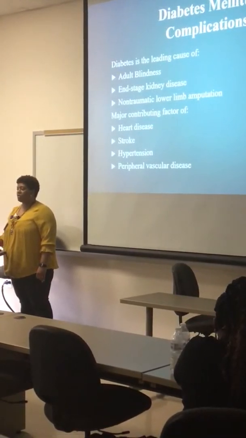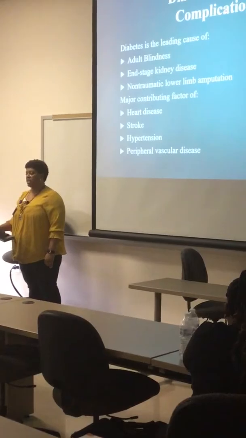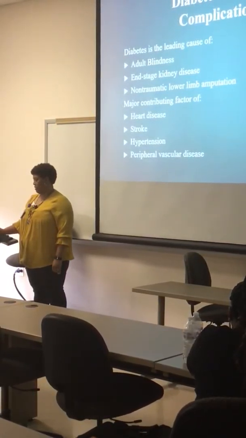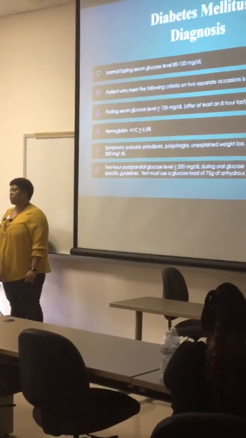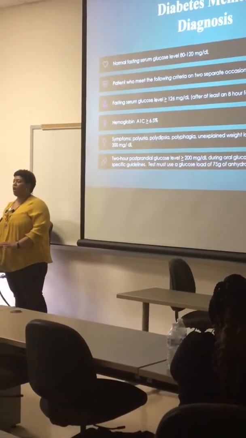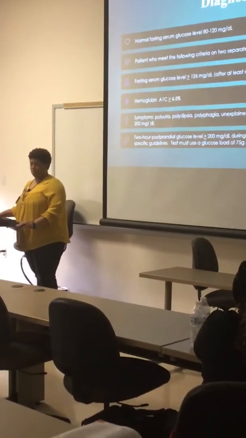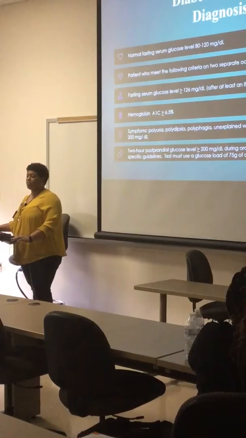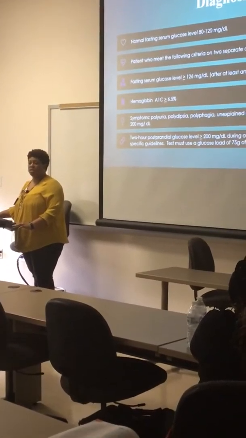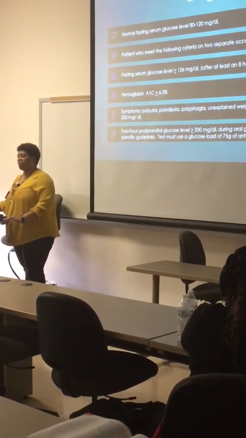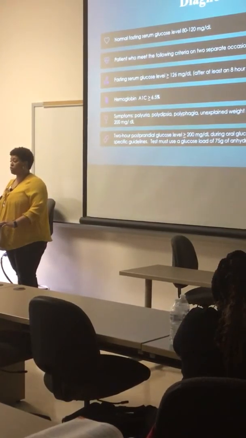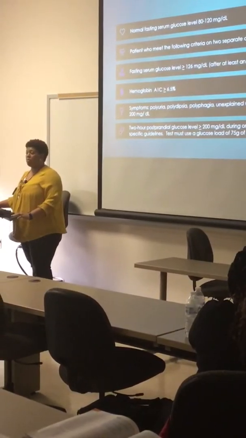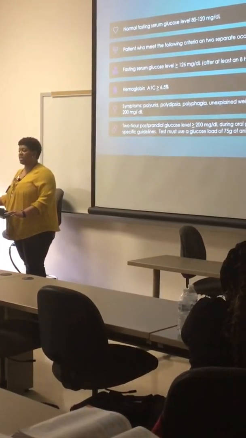Major contributing factors of diabetes are heart disease, strokes, hypertension, and peripheral vascular disease. For the diagnosis of diabetes, what is that normal fasting glucose? Good. Patients who meet certain criteria on 2 separate occasions are considered to have diabetes. Those that have a fasting glucose level of greater than 126 at least 8 hours after fasting. Those with a hemoglobin A1C of greater than 6.5%.